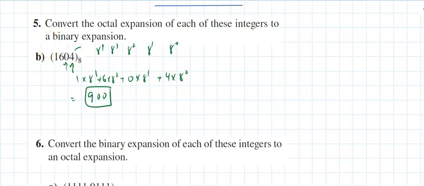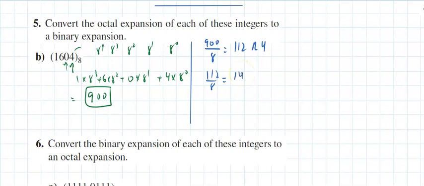Now, for practice purposes, let's reverse the order to make sure we see it. If you take 900, you want to write it in octal expansion divided by 8. That's going to be 112, and you're going to get a remainder of 4. And if you take 112 divided by 8, that's going to be, oh, I didn't copy that down.